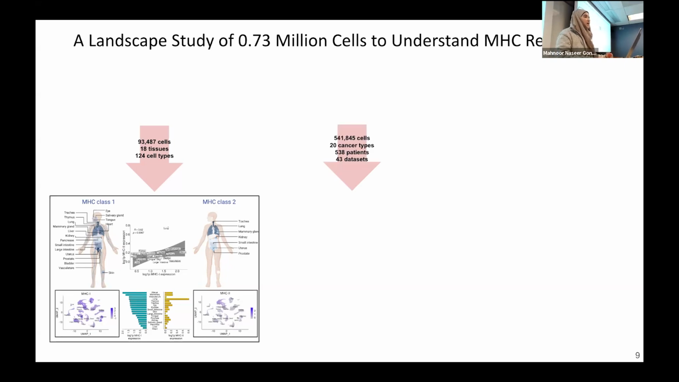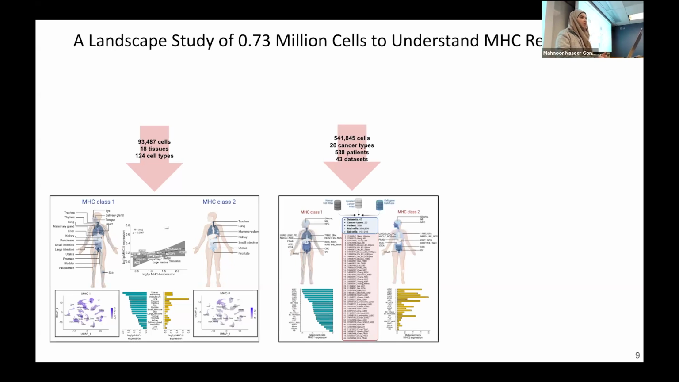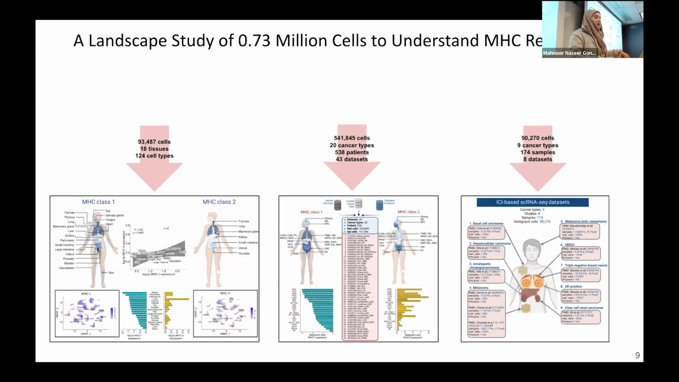We don't know how different cancers react in terms of MHC class 1 and class 2 expression. So let's gather all the cancer-related data sets: 43 different data sets, 20 cancer types, around 500 patients. We don't know how MHC can be affected by immunotherapy. So let's gather all the immunotherapy-related data sets. We have 174 samples, 8 different data sets, 9 different cancer types.